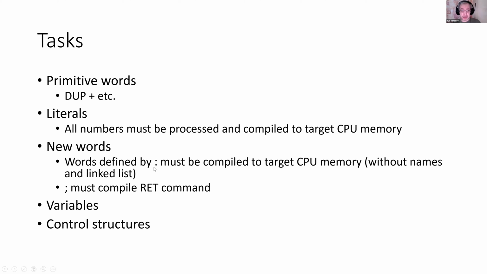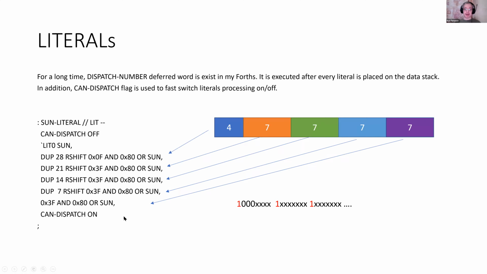New words: it's colon definition and semicolon. This is very easy. It's just compiling a return command. So it's like a primitive word. And we also want to use variables and some kind of control structures. Okay, literals.